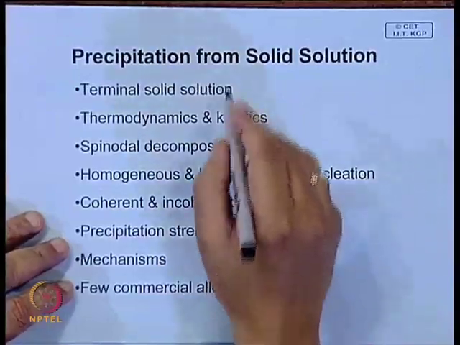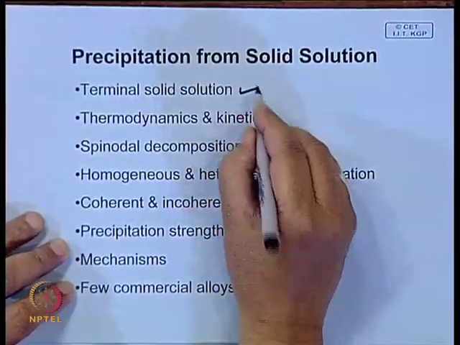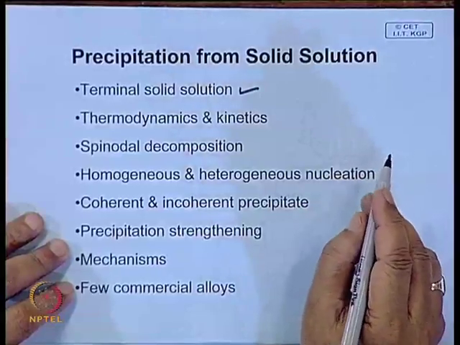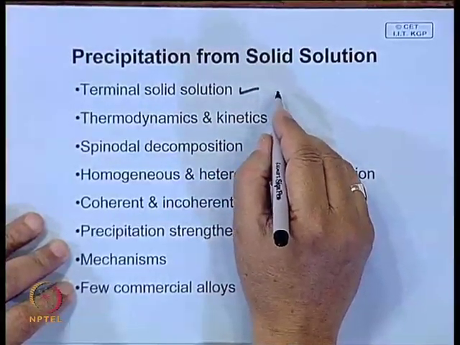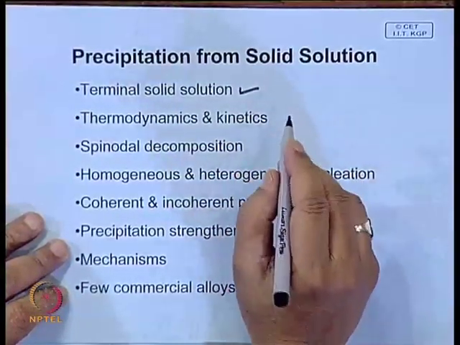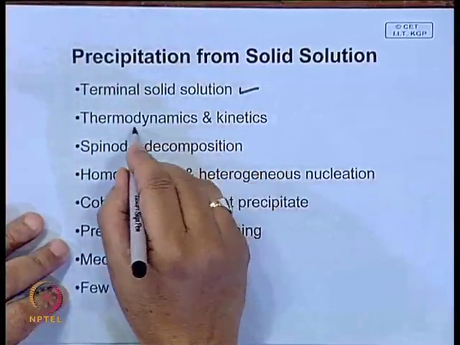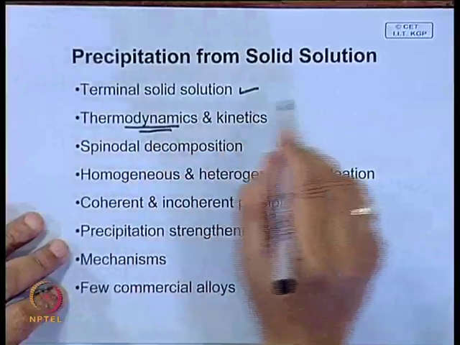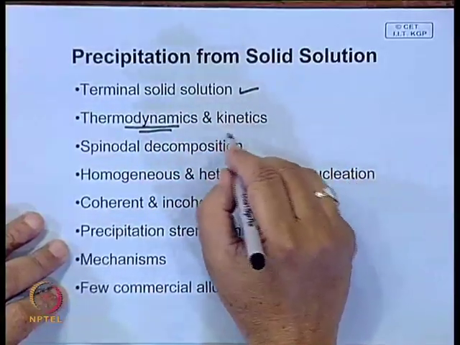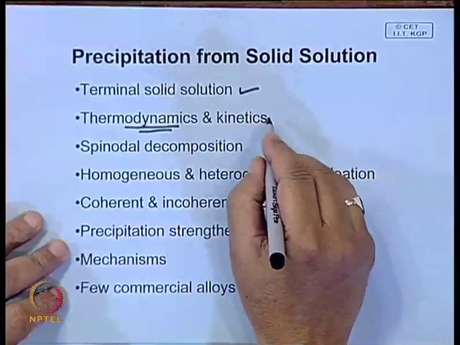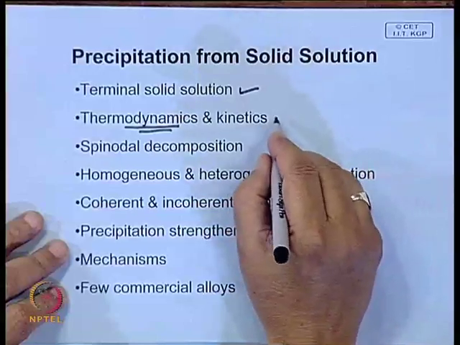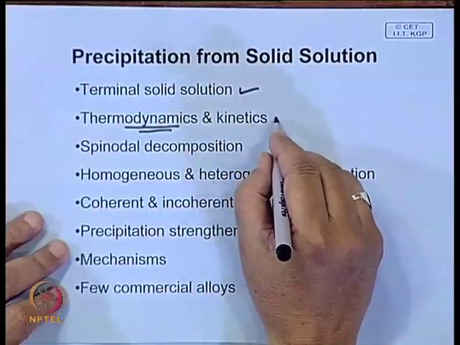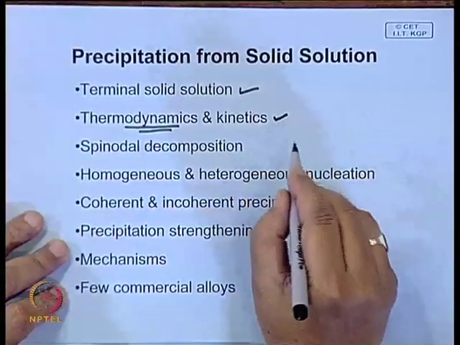Now, last class we looked at a few of these. We learnt about terminal solid solution. We learned that any terminal solid solution, when it is quenched from the single phase region and is in the supersaturated state, and if it is aged, there is a process of precipitation. We looked at the thermodynamics of the process of precipitation. We also talked about the energy barrier which has to be overcome so that the precipitation process can take place or continue. So, that means we talked a bit about the kinetics of precipitation.